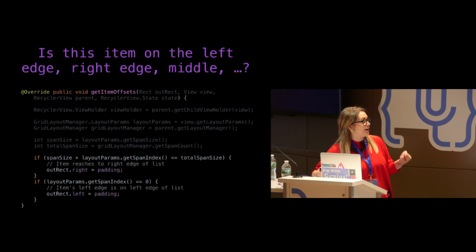And then finally, by asking the layout parameters what column this item starts in, and how many columns it takes up, and comparing that to the total span size, you can find if it touches the right edge of the list. By asking if it starts in column 0, you can find if it's on the left side of the list. And there, we can set our full padding. The default case would be to set half of it. So let's see what this looks like.